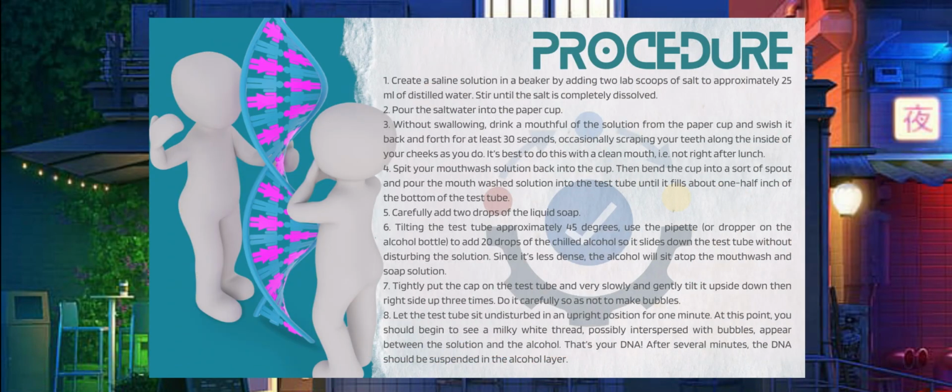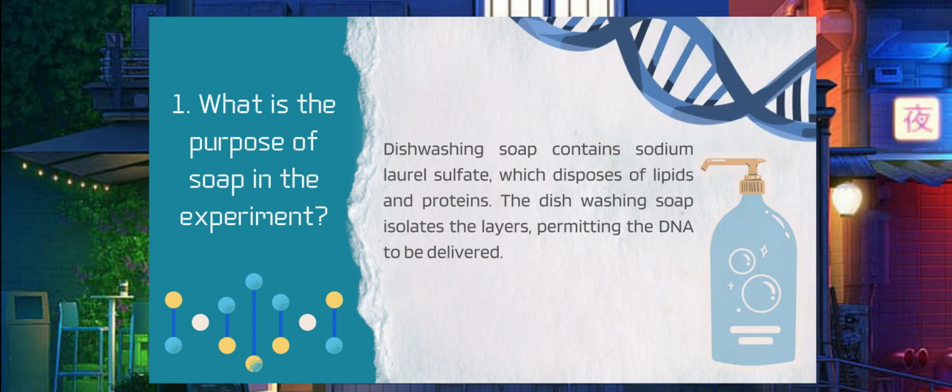After several minutes, the DNA should be suspended in the alcohol layer. That's it. So for the first guide question, the question is: what is the purpose of soap in the experiment? To get the DNA out of the cell, we want to tear the cells open or break them down. You have presumably seen television commercials that show how dishwashing soap slices through oil.